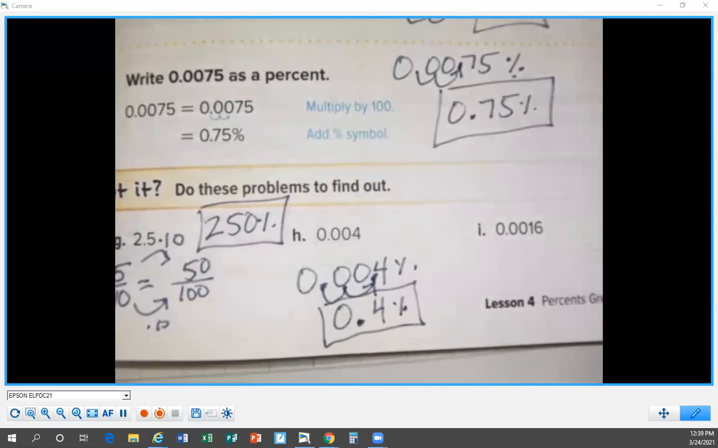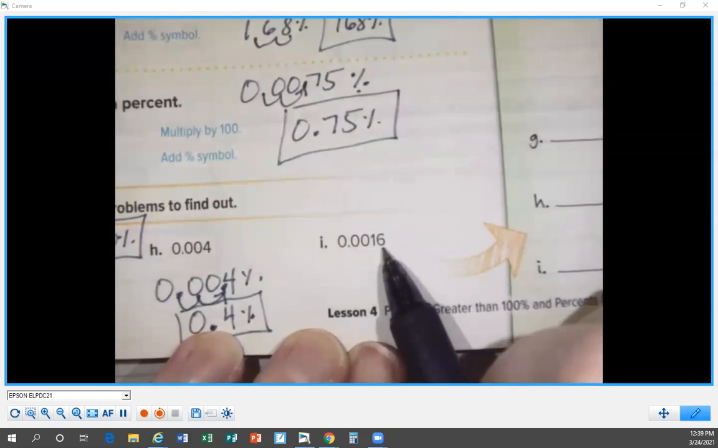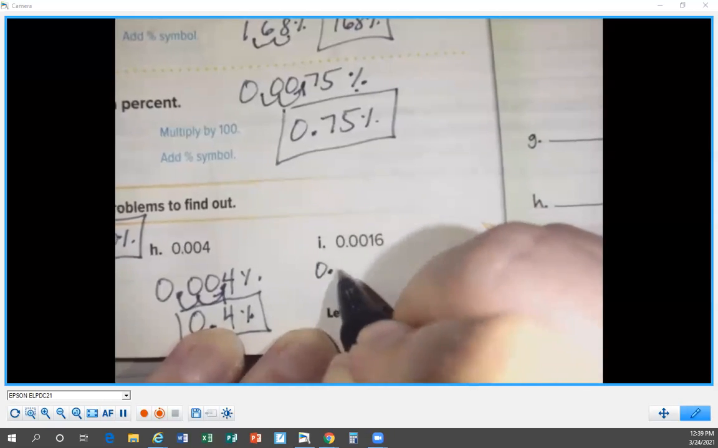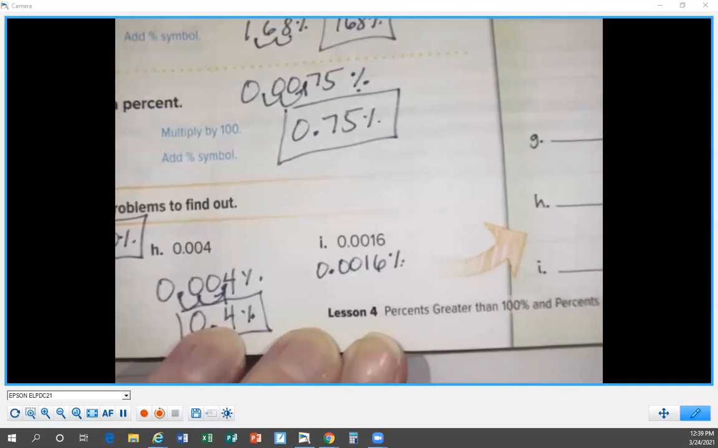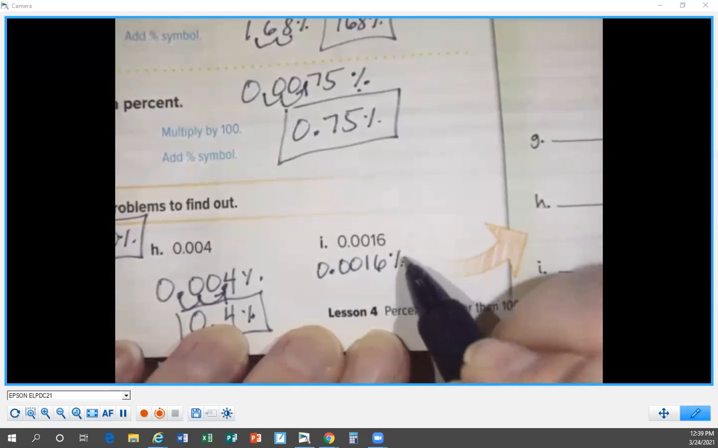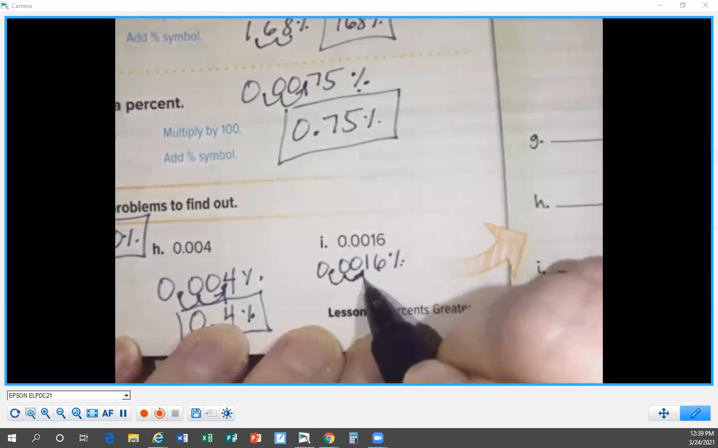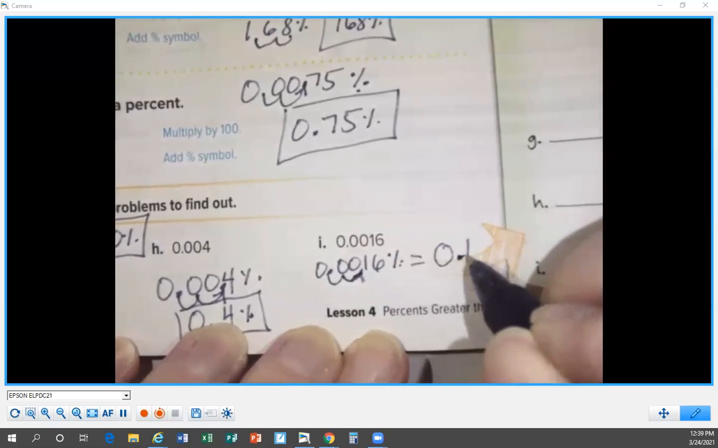Okay, letter J, tenths, hundredths, thousandths, 10,000ths. So we have 16 10,000ths. We want to add the percent sign. Okay, remember, adding a percent sign is divide by 100. If I divided by 100 by adding that percent sign, I can multiply by 100 by moving my decimal 2 places to the right. So this is 0.16%.